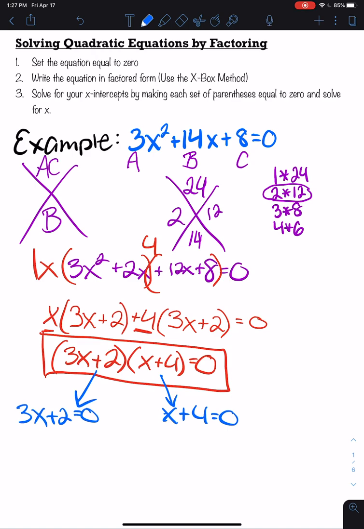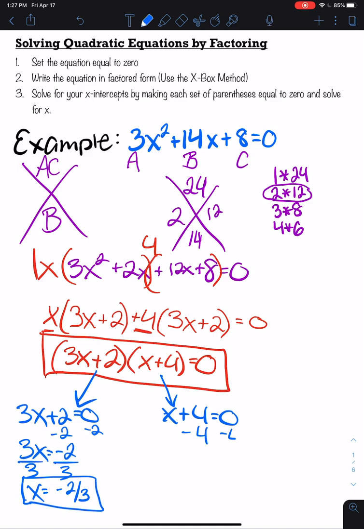So in this first example, I would subtract 2 from both sides. So 3x equals negative 2. And then I would divide by 3 to get x completely on its own. So in this example, my answer is x equals negative 2/3. As for this second one, I would subtract 4 from both sides. So x equals negative 4. So these are my two solutions to this quadratic equation.